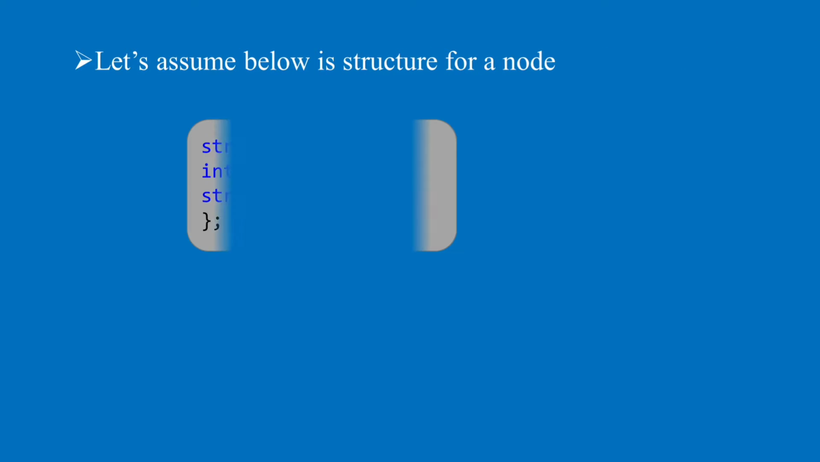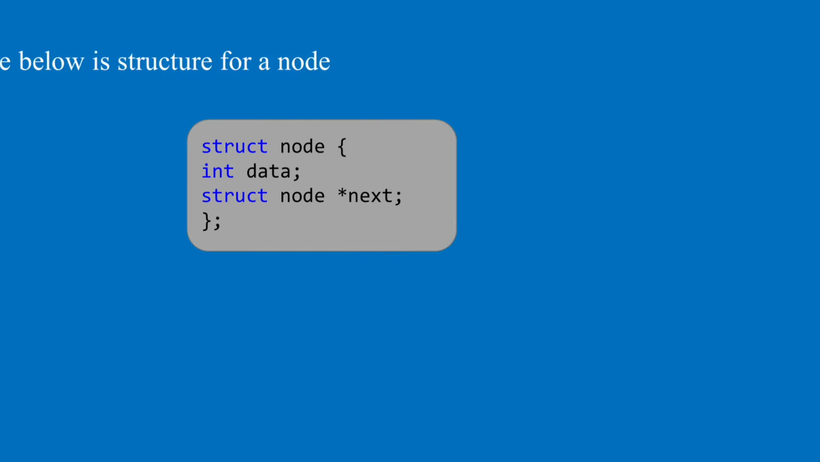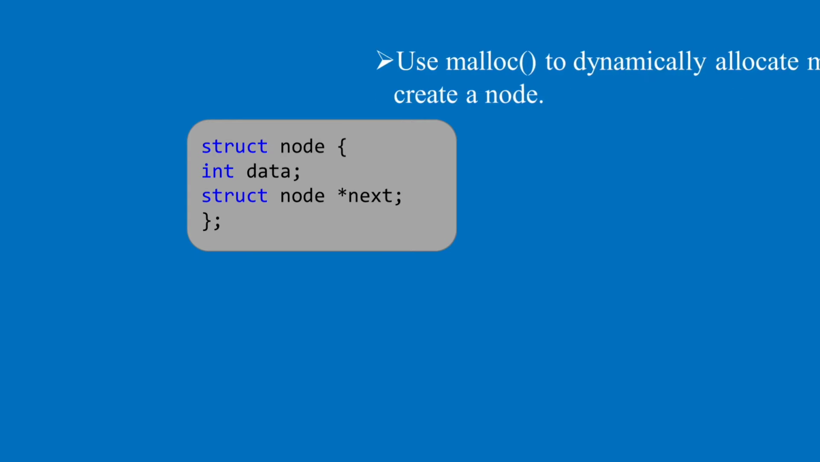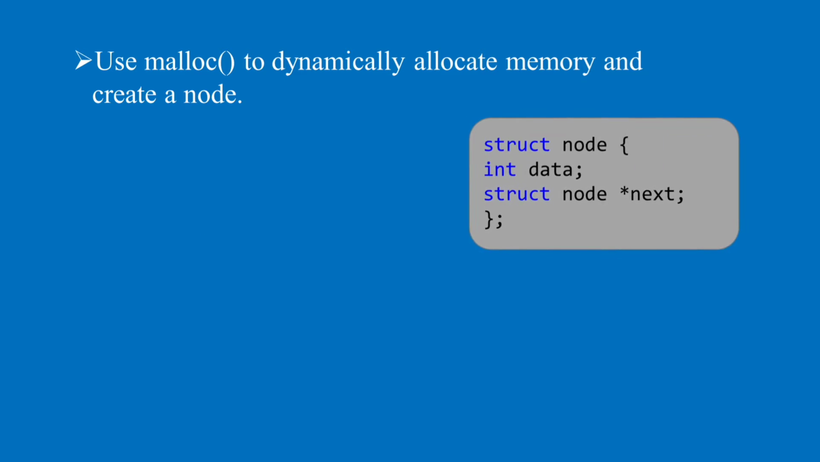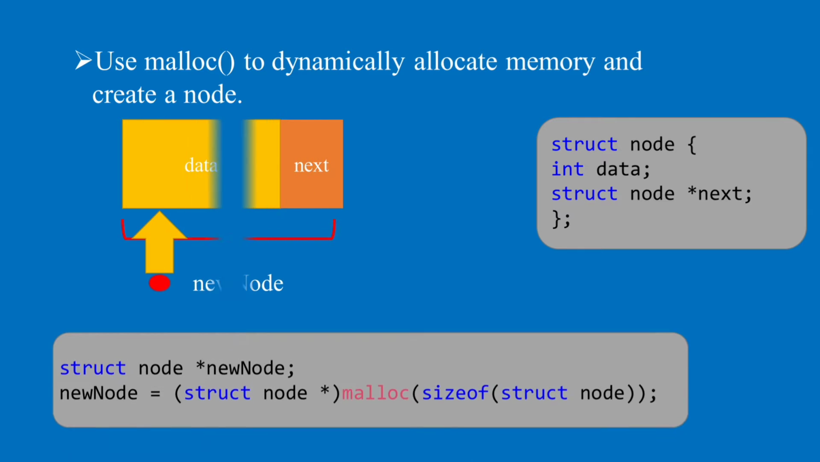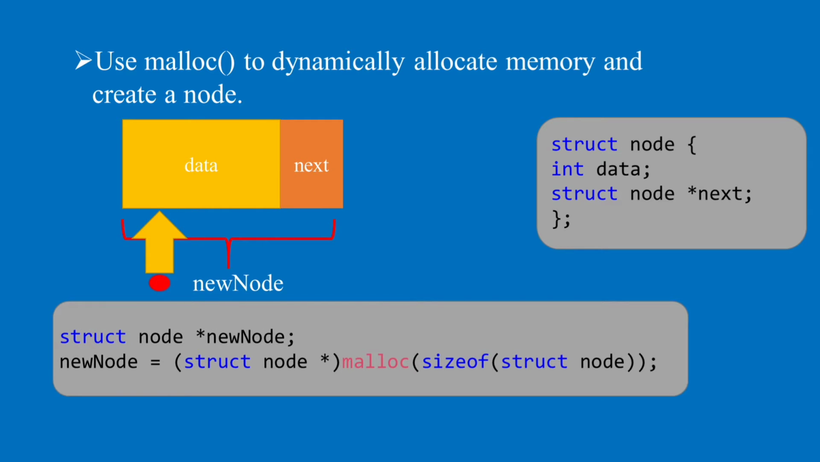First, try to understand how to create a node. Let's assume below is the structure for a node. We can use malloc to dynamically allocate the memory and create a node. For malloc, we pass the number of bytes to be allocated, that is the size of a single node. Malloc returns the address of the memory allocated. So, new node now points to the newly allocated memory. This is the graphical representation.